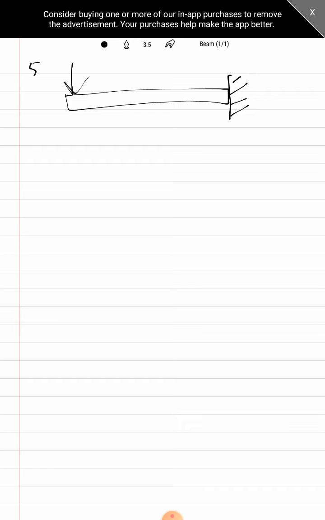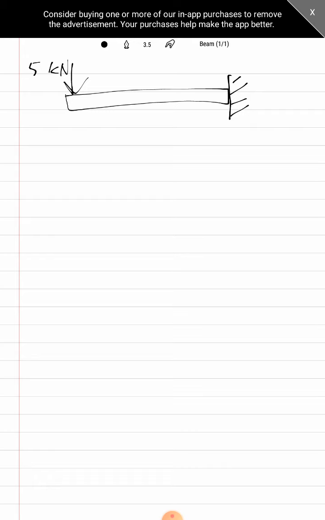Okay, let us move on to the beam question. So here I take one question from the textbook. We have a beam. Okay, let me draw here. This is the beam, and it is fixed at one end, and then the load is applied here. The F is 5 kilonewton.